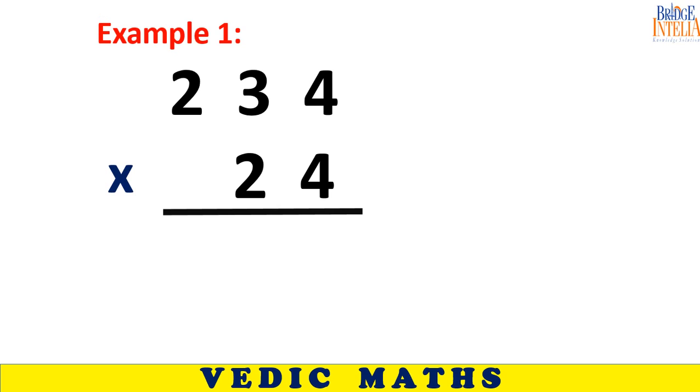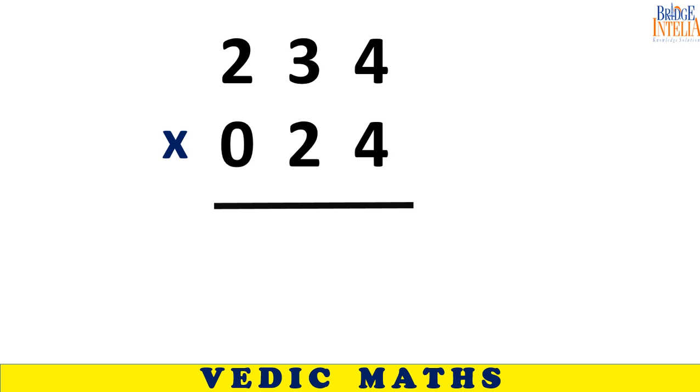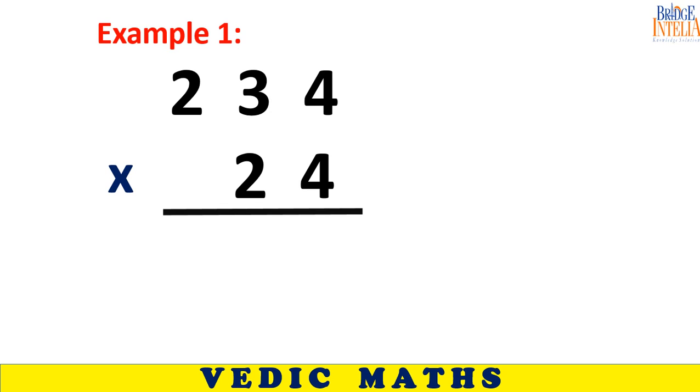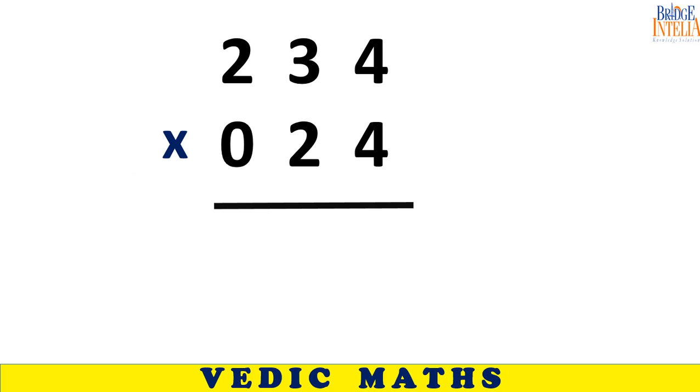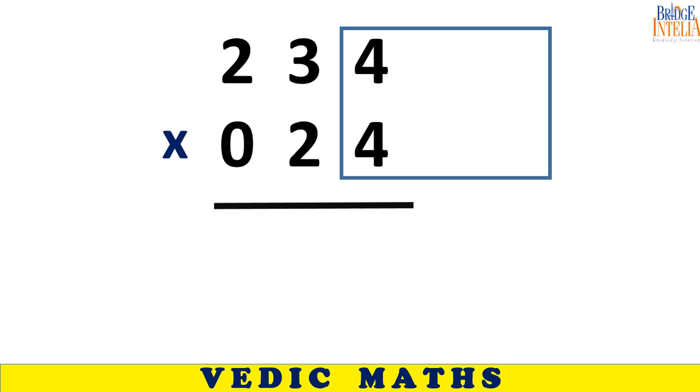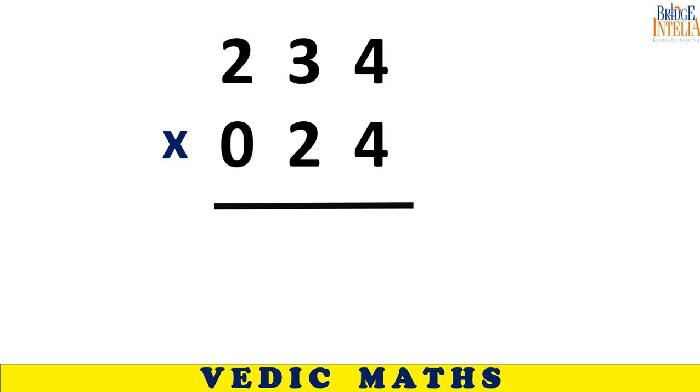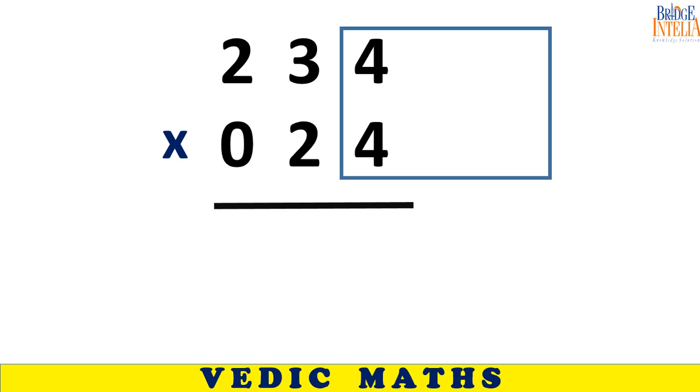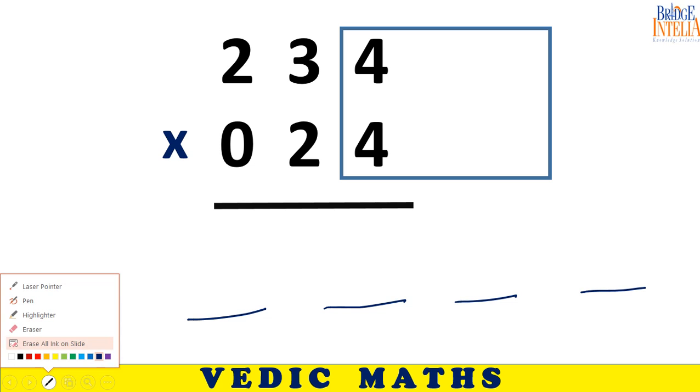Now, how can you do a 3-digit into 2-digit multiplication? Simple. You can imagine a 0 here, and the rest of the process would be the same. So let's solve this. 234 into 024. So let's bring the box. We have to fill 5 blank spaces. So 1, 2, 3, 4, 5. If we fill these 5 blank spaces, our answer would be ready.